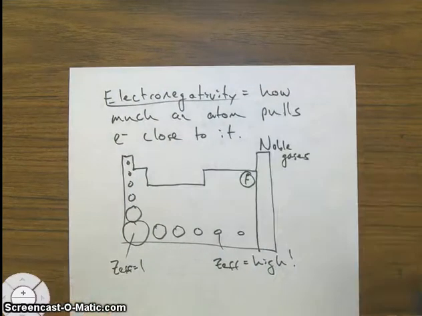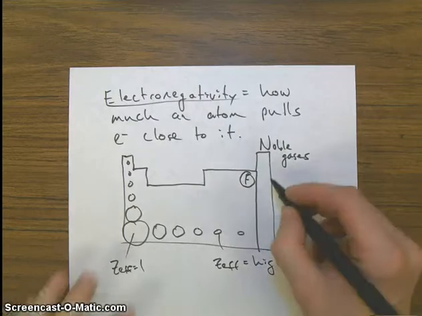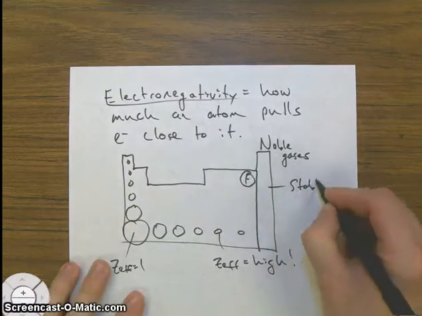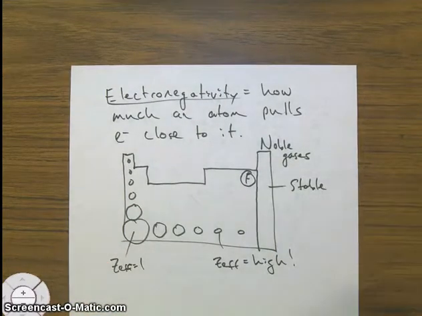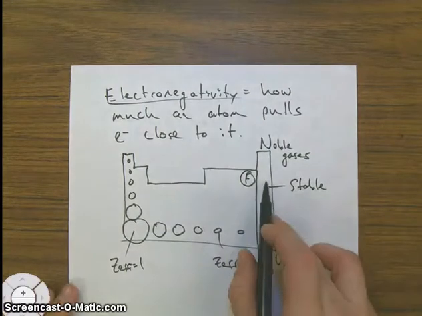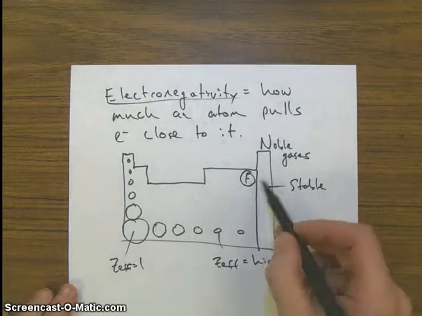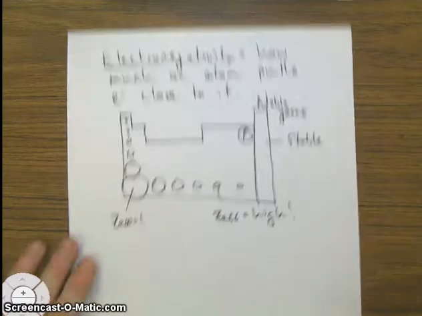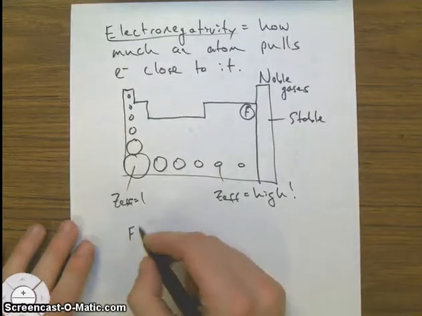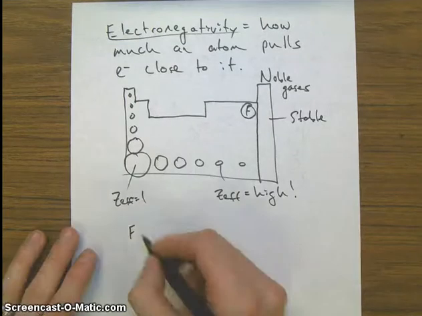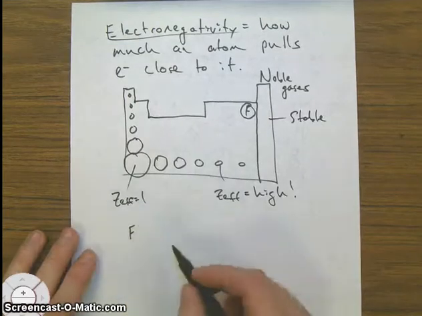We pretty much ignore the noble gases when describing these trends because they are stable, which means they don't do anything. They don't change. They don't pull electrons close to them. They don't remove electrons. They don't add electrons. But fluorine is so close to being a noble gas, if it just adds one more electron, boom, it's a noble gas. So fluorine has the highest electronegativity. And because of that, it pulls electrons really close to it.